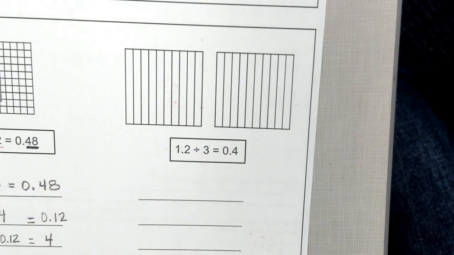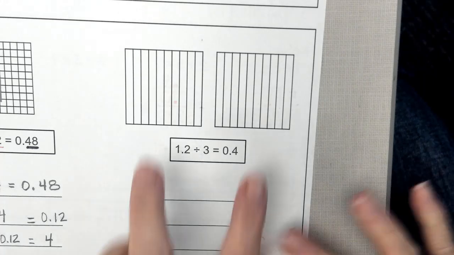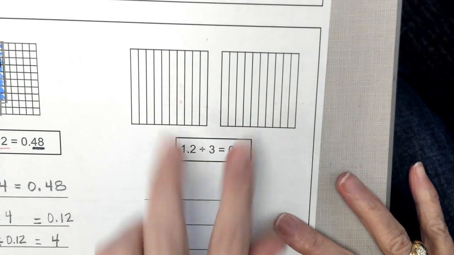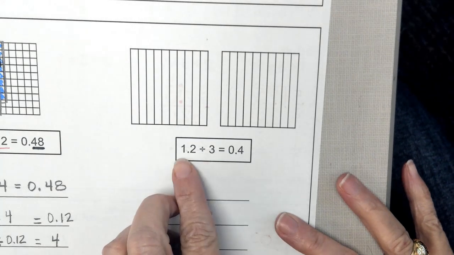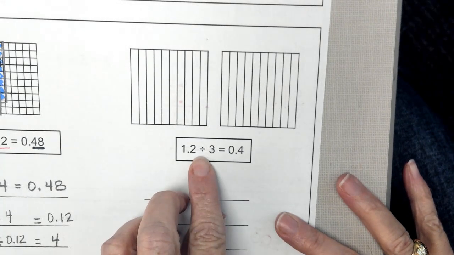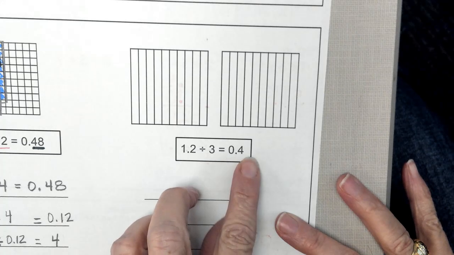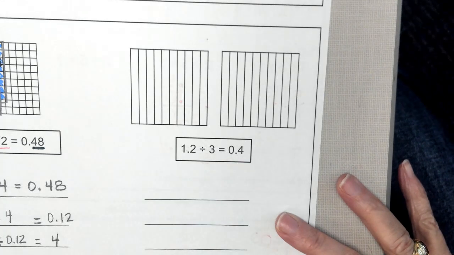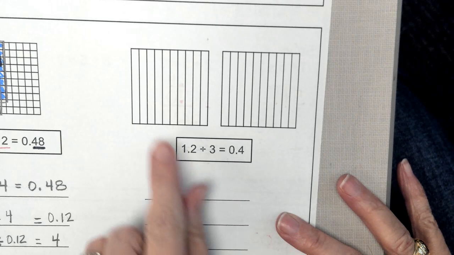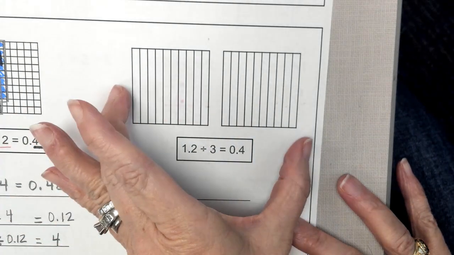Right, for our next model, we have two models here, and our equation is 1 and 2/10 divided by 3 is going to give us 4/10. So what we want to do is go ahead and build our model.